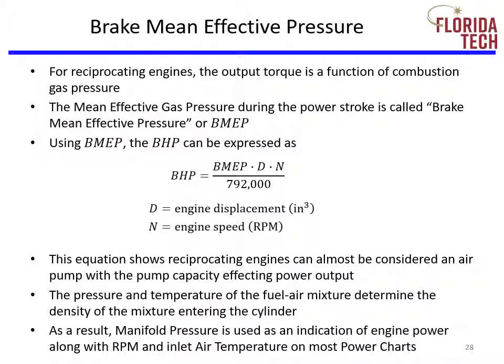This equation shows reciprocating engines can almost be considered an air pump with the pump capacity affecting power output. The pressure and temperature of the fuel-air mixture determine the density of the mixture entering the cylinder. As a result, manifold pressure is used as an indication of engine power along with RPM and inlet air temperature on most power charts.